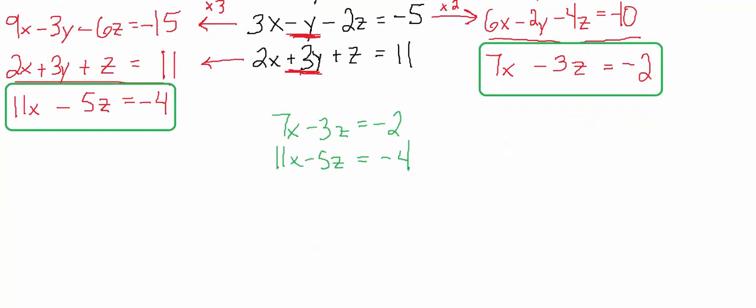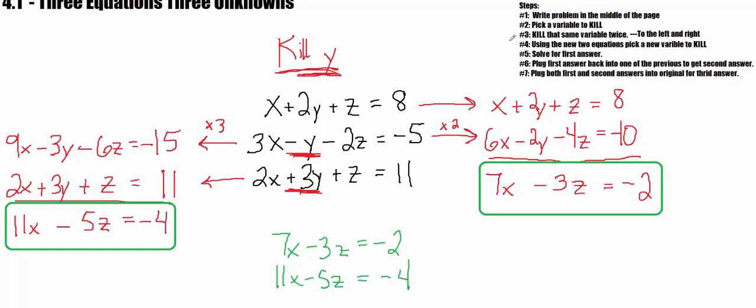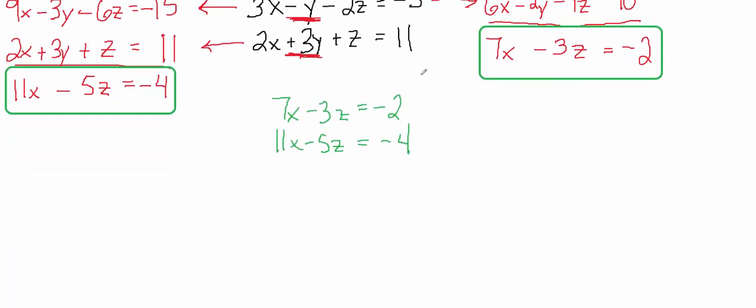Now I need to kill something else. Take a look, this is step number 4 now. In step number 4, we're using the two new equations and picking a new variable to kill. So we killed the y's both times on the first ones. Now we've got to kill something else. Do you want to kill the x's or kill the z's? I don't know, they both look hard. Let's just kill the z's. Kill z. Again, I'm writing it at the top, and I'm going to kill the z.